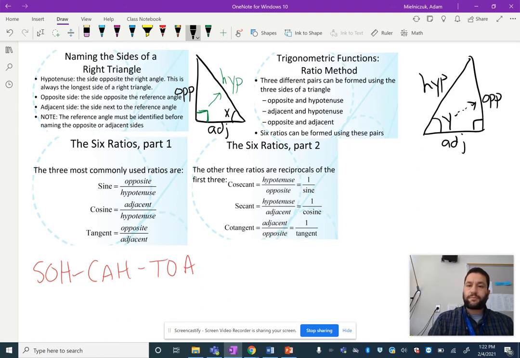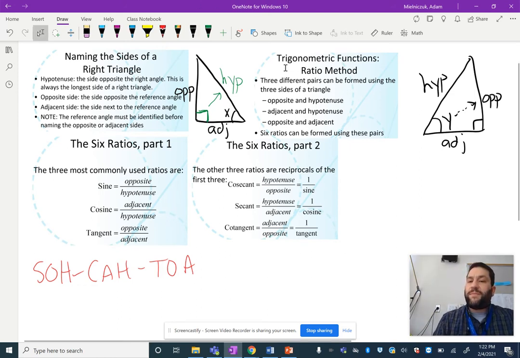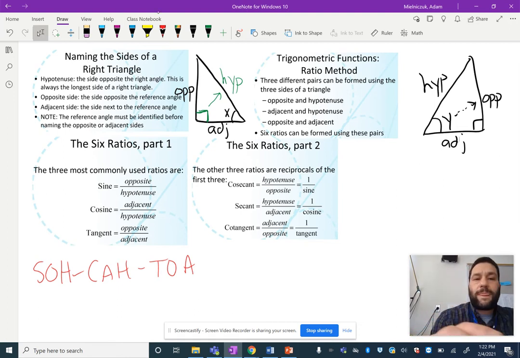So there are three different pairs that we are going to look at for trigonometric functions using the ratio method. So now we're in the upper right. The three different pairs can be formed using three sides of a triangle, and they're going to be opposite and hypotenuse, adjacent and hypotenuse, and opposite and adjacent. From these relationships, we can come up with the 6 ratios that you see below.